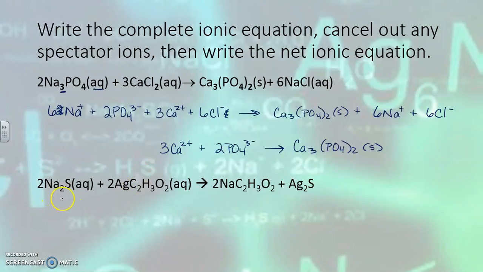All right, down here we've got 4 sodiums. We've got 2 sulfurs. We have 2 silvers. Remember, the silver has a positive 1 charge. And we have 2 acetates. Acetate has a negative 1 charge.